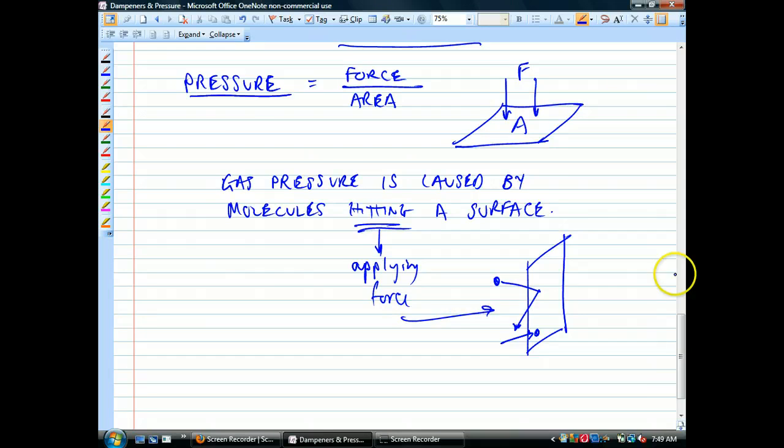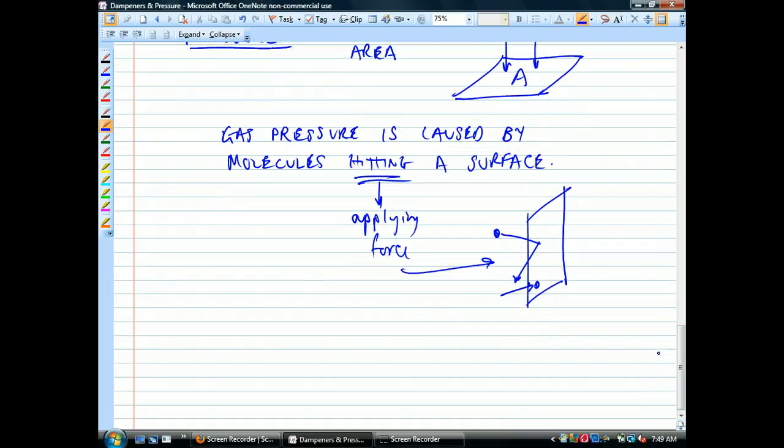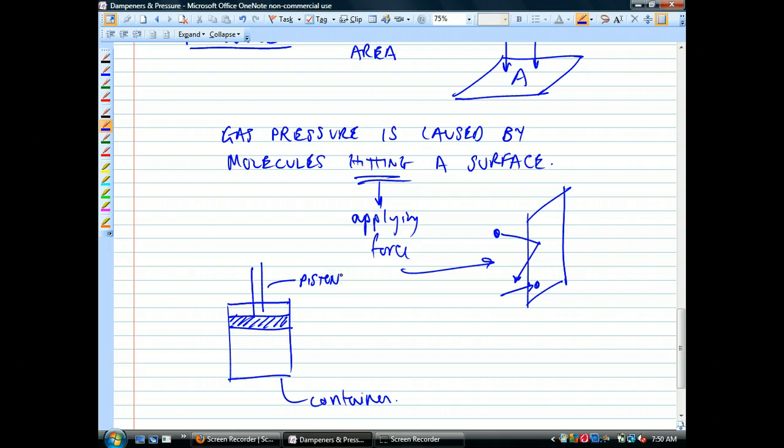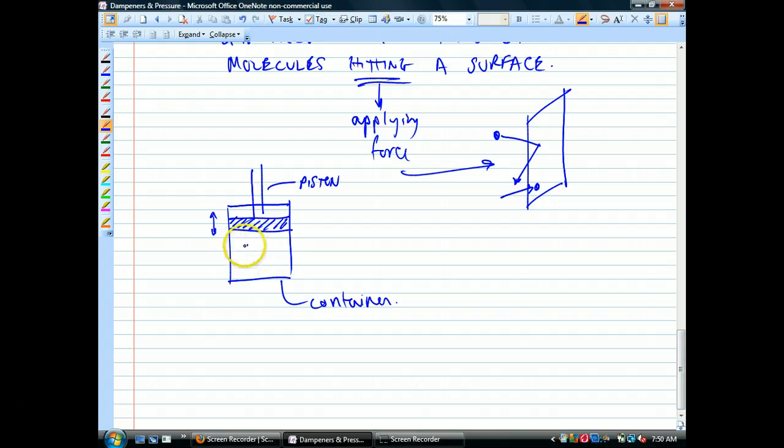So the gas particles are hitting some kind of surface and pushing on it. Typically what we think about with gases is you might have a container, and let's say we had a piston here. This piston can slide up and down, and we put a gas in here. We've got particles that are going to be bouncing off the walls and hitting this thing.